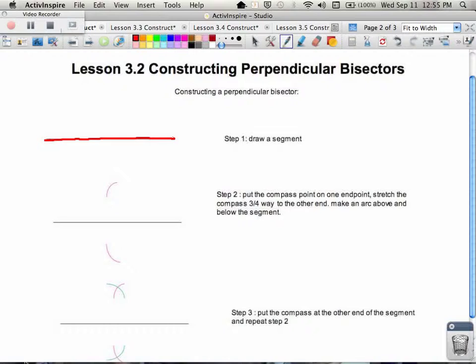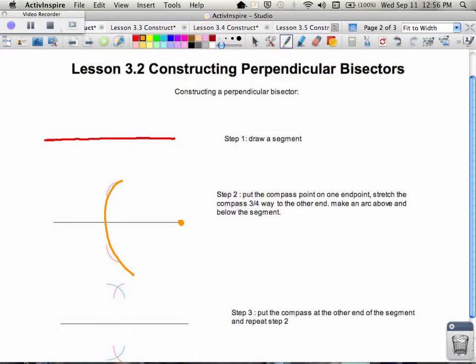Step two, you are going to place your compass on the right-hand side of that segment. And you're going to stretch out your compass roughly 2/3 of the way across, and you're going to make an arc in space.